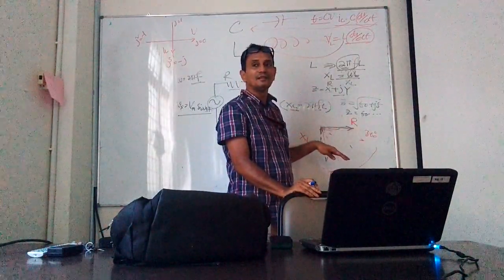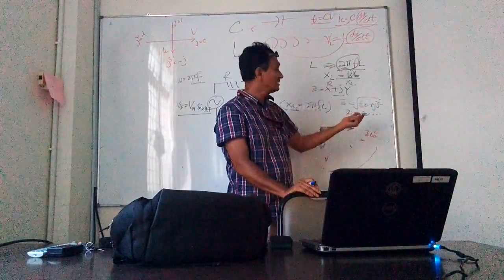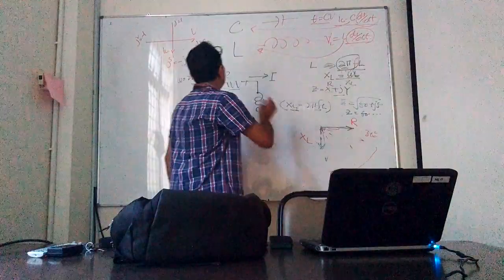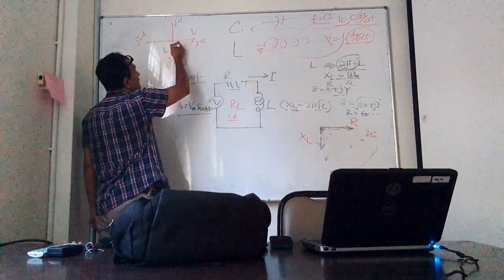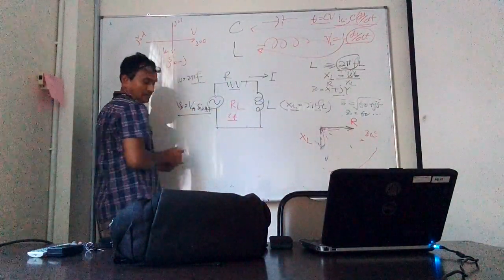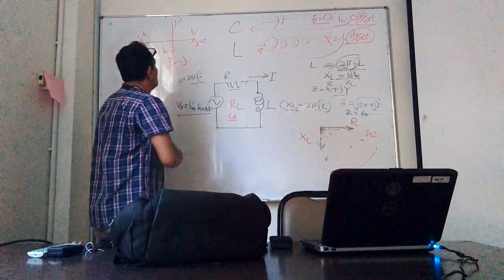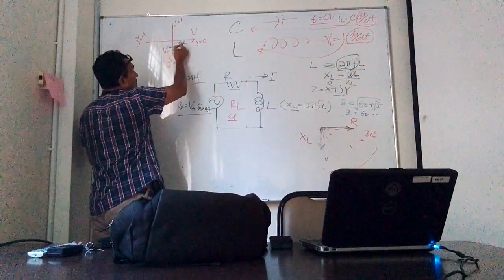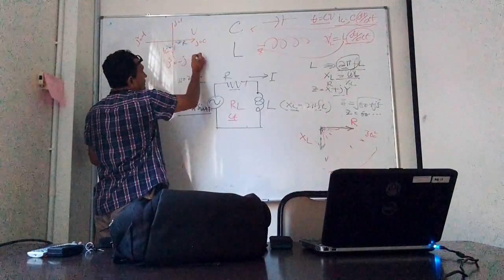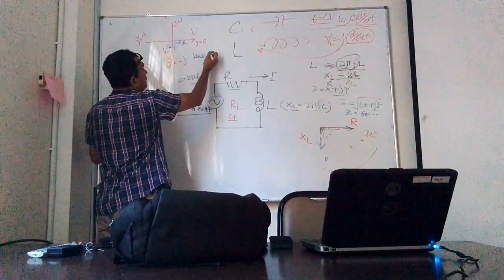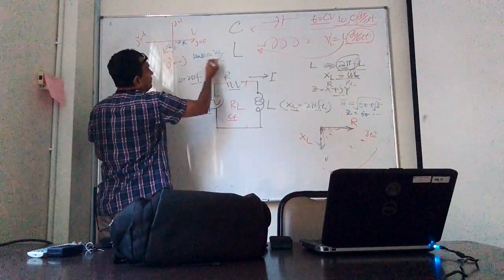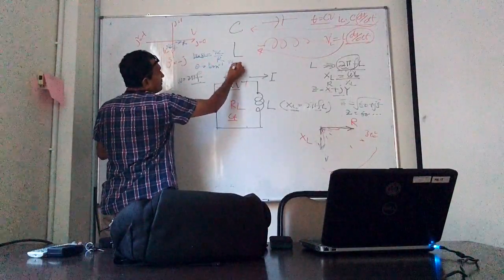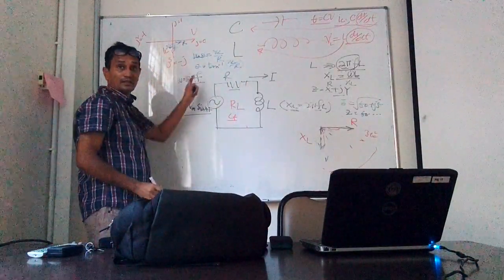How to calculate the angle? This is tan theta. How to calculate tan theta? Say here is the XL, here is the R, so here is the theta. So tan theta is equal to XL by R. So theta is equal to tan inverse XL by R. So now calculate both angles.